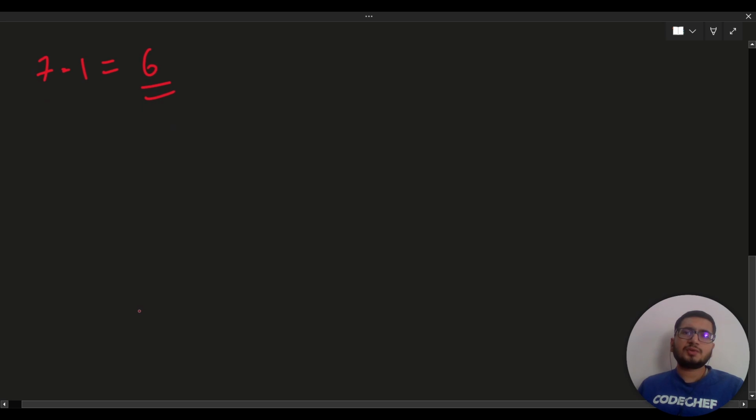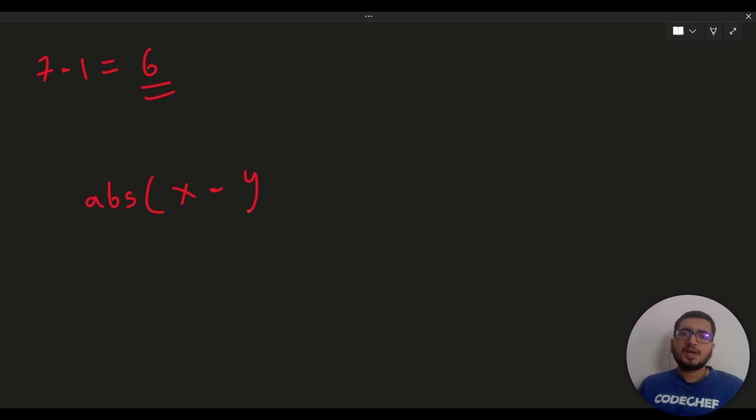So for the solution, we'll take the input of X and Y and we'll calculate the absolute difference between them. If the absolute difference is less than or equal to 2, then it will be interesting. Otherwise, it will be boring. And this is how we'll get our solution.